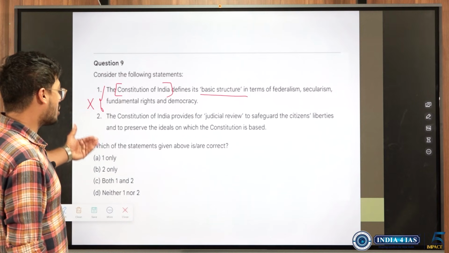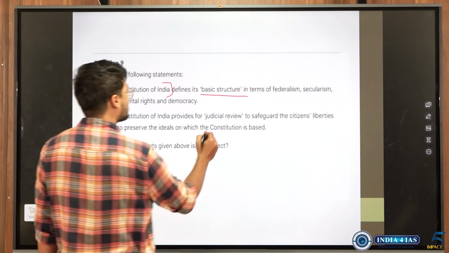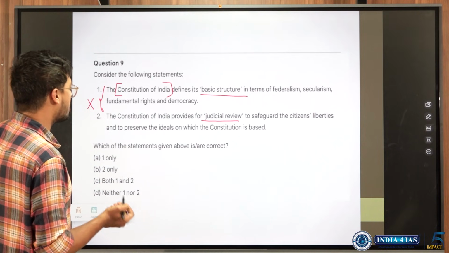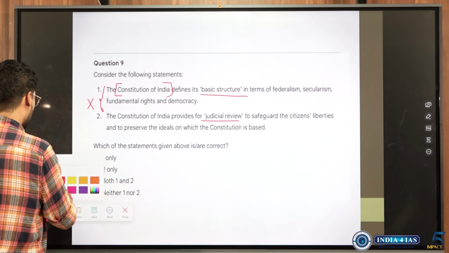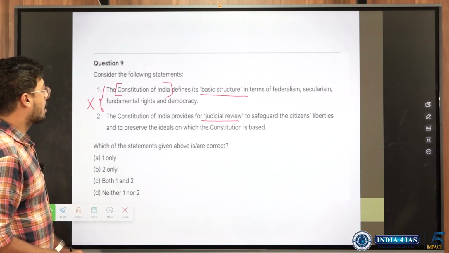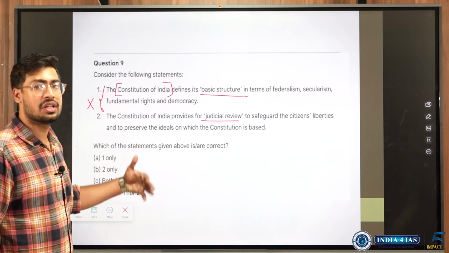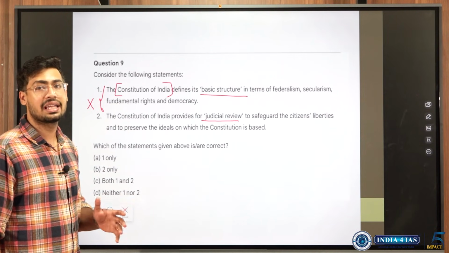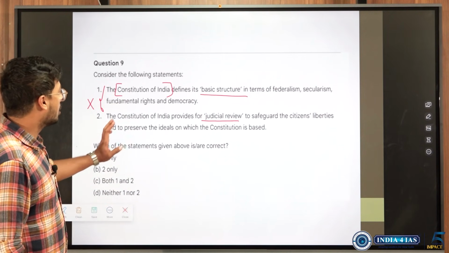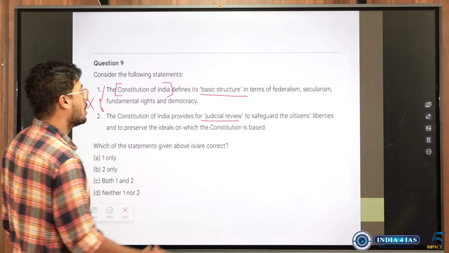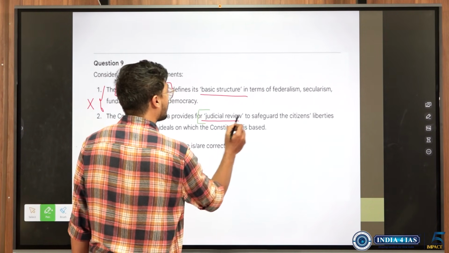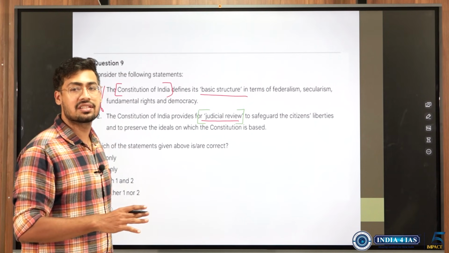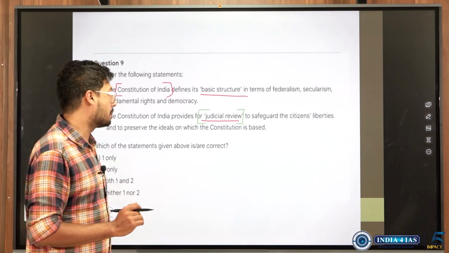Look at the second statement. The Constitution of India provides for judicial review to safeguard the citizens' liberty and to preserve the ideals on which Constitution is based. Now one thing which I want to highlight here is, see, Constitution of India defines its basic structure. We know that it is wrong. Basic structure is what has been said by the Supreme Court. It does not have a backing in the Constitution, right? But look at this, Constitution of India provides for judicial review. We know that it is the power of judicial review through which Supreme Court or the High Court will keep a check on the executive action or the legislative action that is being taken.